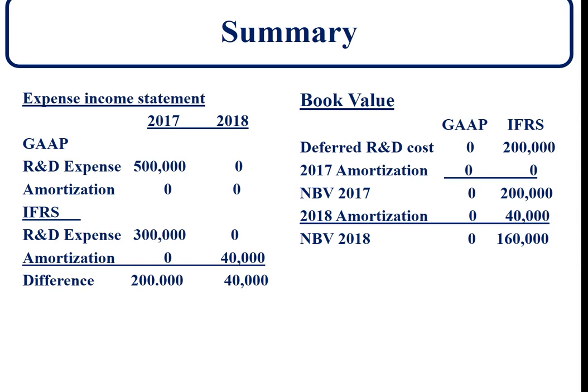Now, what about the balance sheet? On the balance sheet, under GAAP, we'd have absolutely nothing for both years. Under the international standard, we'd have our deferred R&D at the end of the first year because it didn't go to market of $200,000. Then we'd have our amortization, and then we'd have a net book value of $160,000 under the international standard. That includes what happens when we have R&D costs under GAAP versus the international standard.